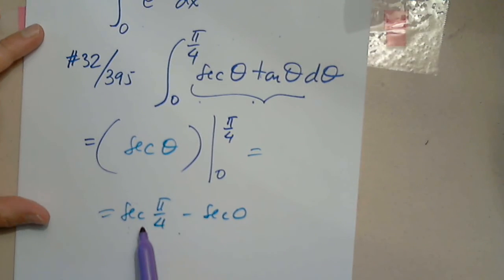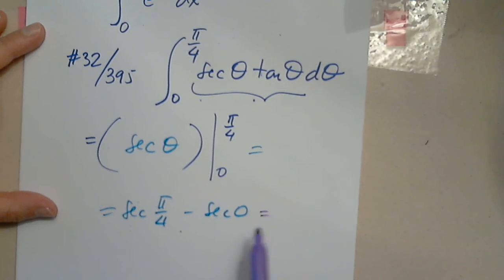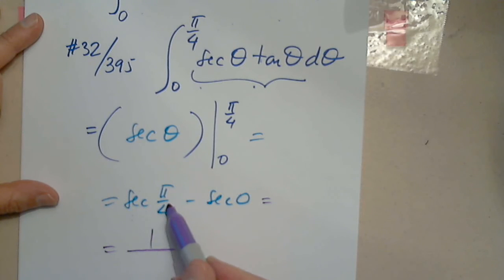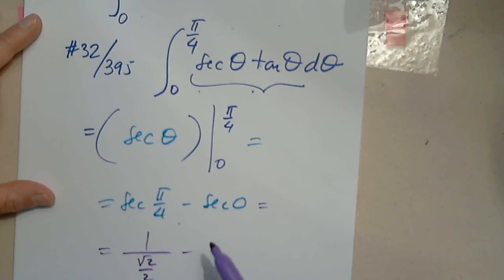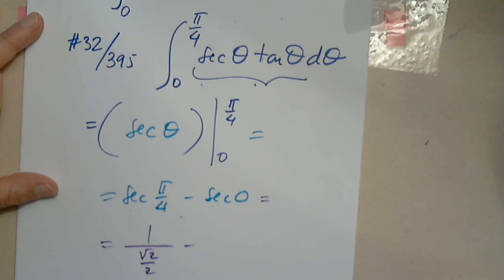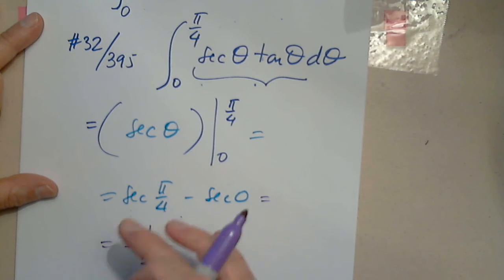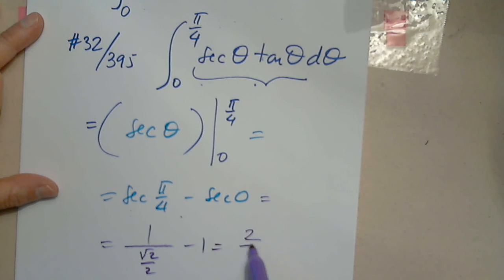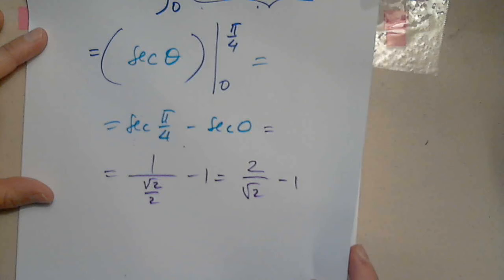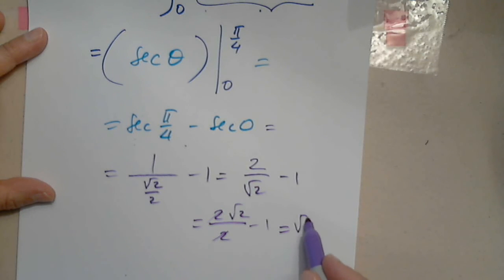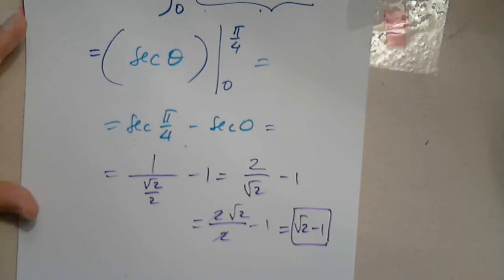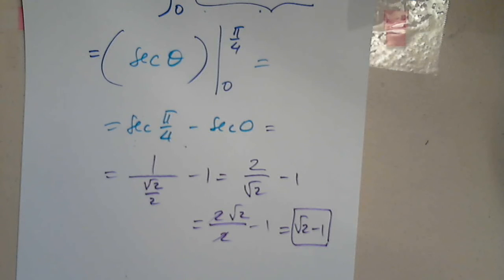I know that secant is 1 over cosine. So this is 1 over cosine pi over 4, which is the square root of 2 over 2. And this is 1 over cosine 0, and cosine 0 is 1, so this is minus 1. I will flip this, and I get 2 over the square root of 2 minus 1. I need to rationalize by the square root of 2, so 2 square root of 2 divided by 2, minus 1, so the square root of 2 minus 1. Simple as that.